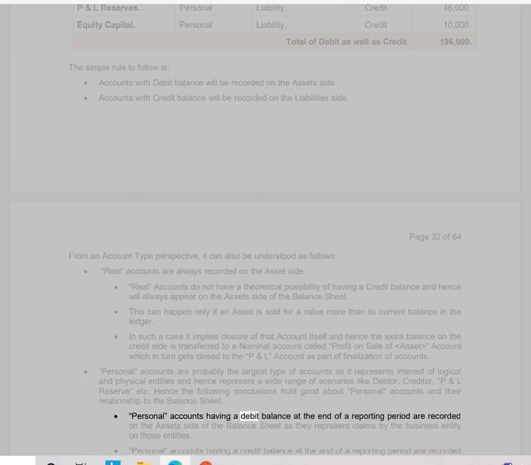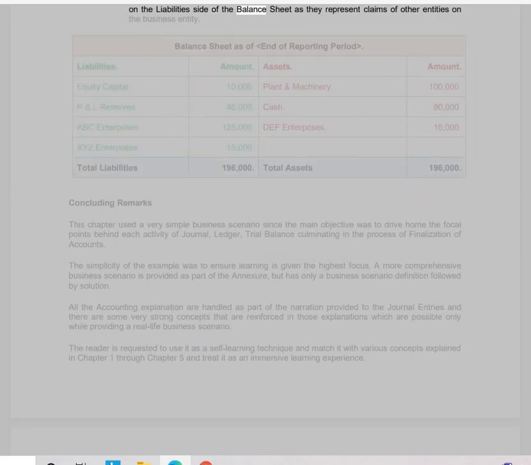Personal accounts having a debit balance at the end of a reporting period are recorded on the assets side of the balance sheet, as they represent claims by the business entity on those entities. Personal accounts having a credit balance at the end of a reporting period are recorded on the liabilities side of the balance sheet, as they represent claims of other entities on the business entity.